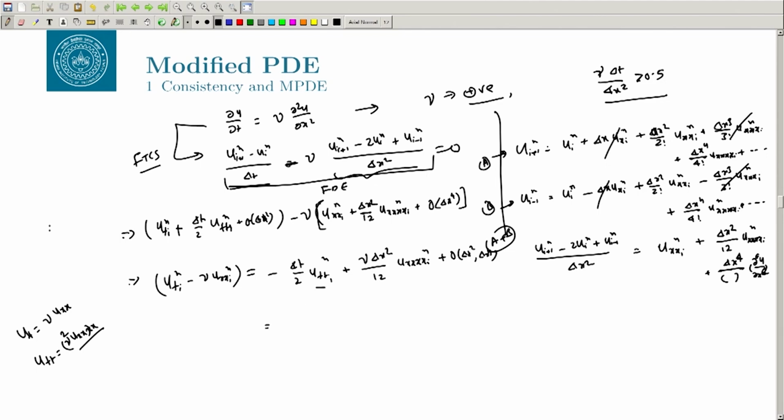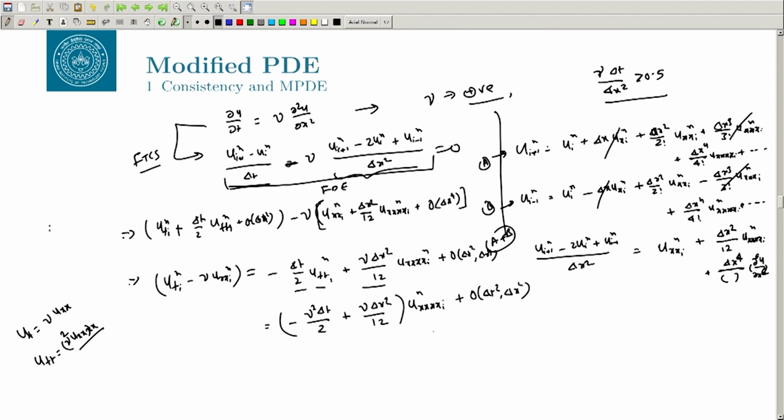So, we have to basically represent the lowest order time derivative in terms of the spatial derivative to get the MPDE, right. So, this will become minus nu square delta t by 2, and then I am collecting all those fourth order terms plus nu delta x square by 12 u x x x x at i n, right, and plus order delta t square, delta x square, right.